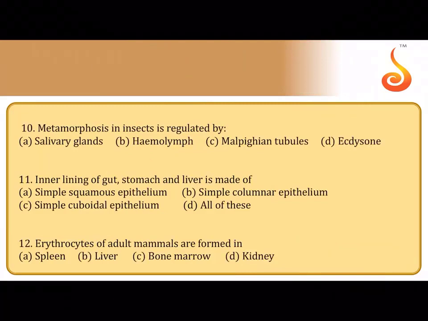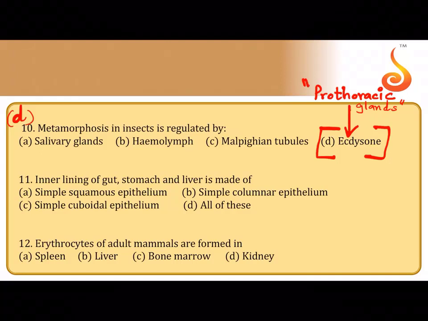Metamorphosis in insects is regulated by, like we saw, molting is regulated by ecdysone or the molting hormone, and this is the job of ecdysone, is to regulate the process of metamorphosis. Now ecdysone is produced by a special gland which is called the prothoracic gland, which is located in the prothoracic region of insects. And this is what triggers the signal or provides the signal for the insect to undergo molting.